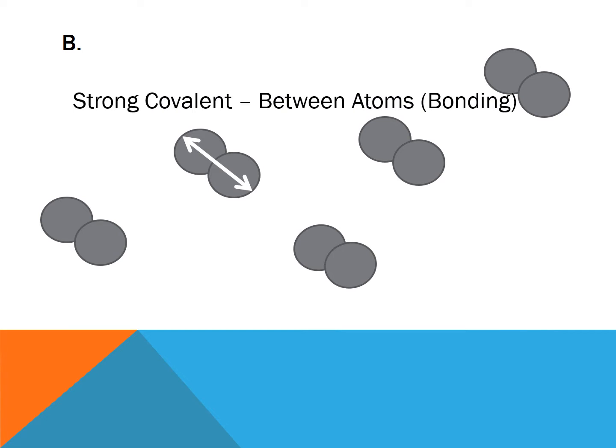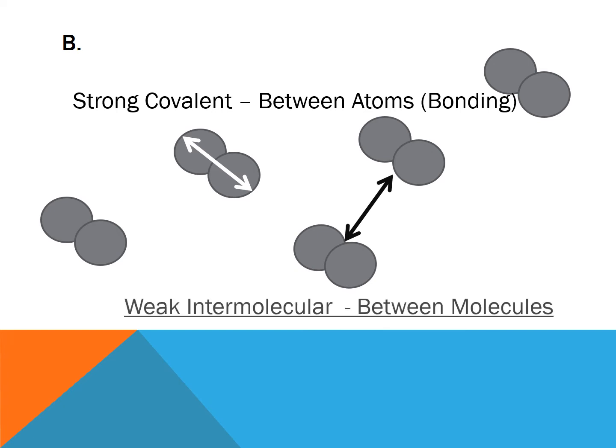So a strong covalent bond is between atoms. Not talking about any intermolecular forces yet. The intermolecular force between covalent bonds are weak. So that is the difference between weak and strong covalent. So you're talking about intermolecular is weak, but intra, between the atoms, are going to be strong.